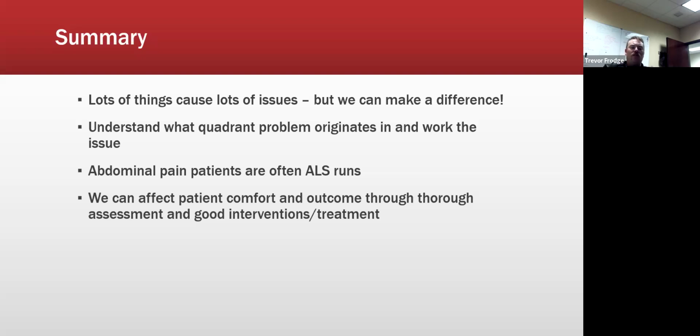Even though we can't do aggressive field treatment and fix them in 30 minutes, we can affect how they are going to survive after discharge, how fast their recovery is going to be, just by doing a good assessment, affecting that patient outcome, getting them pain management where indicated, and making them have a little bit better of a day.